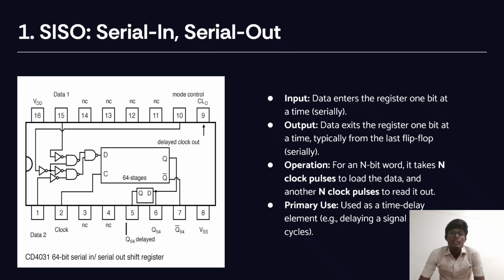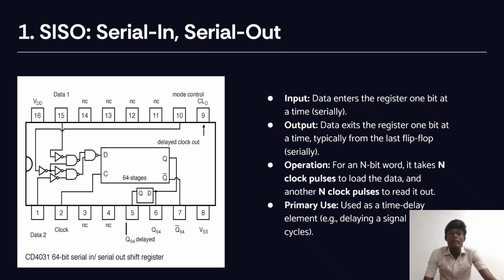Next, in the sequential circuits, there are four types of shift registers. First, we see serial in, serial out. In the serial in, serial out shift register, the input data enters the register 1 bit at a time serially, and the output data exits the register 1 bit at a time, typically from the last flip-flop, serially.